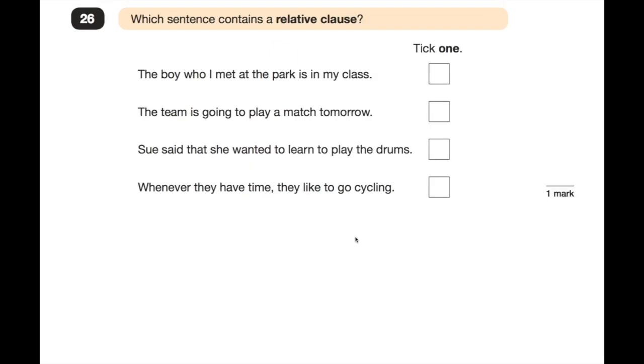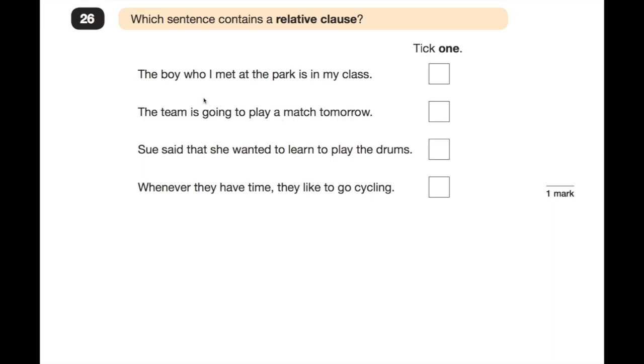Number 26, which sentence contains a relative clause? Now a clue for this one is to look for relative pronouns. Relative pronouns are words like who, which and that in the middle of the sentence. So that's a little trick you can use if you want to save some time.